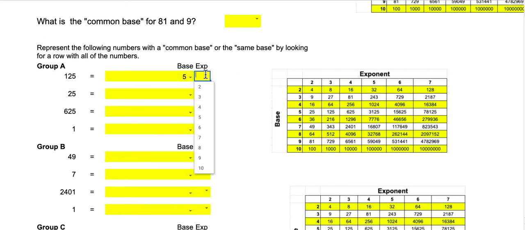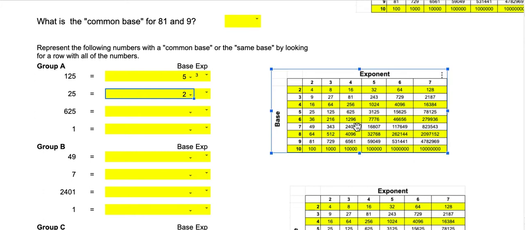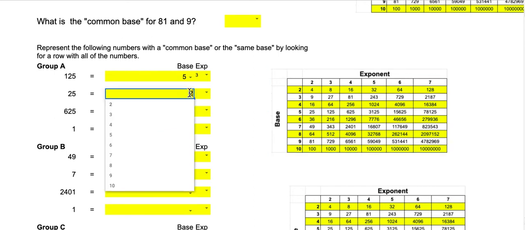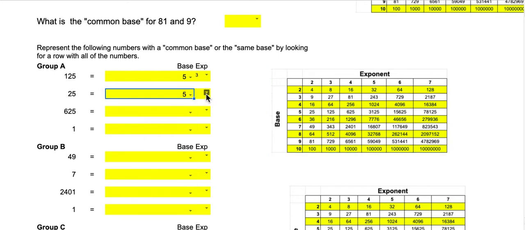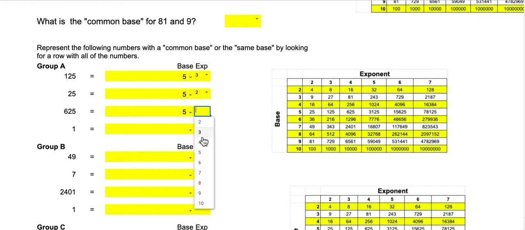So 125 is 5 cubed, 25 is 5 squared, and 625, where's 625? Right there. 5 to the exponent of 4. Or sorry, that should be 5 to the exponent of 2. And this should be 5 to the exponent of 4.